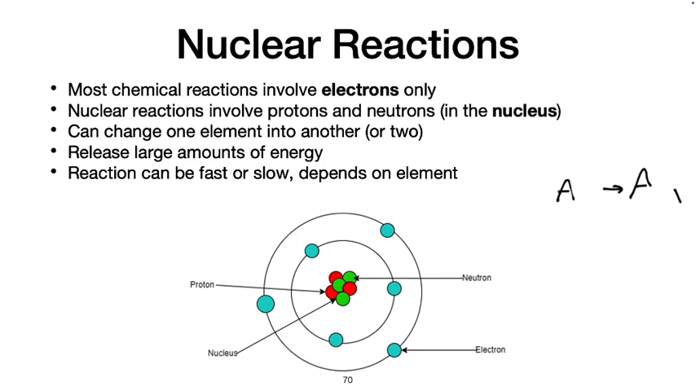So most chemical reactions that you will study have to do with how electrons move, are shared, or transferred from one place to another. Nuclear reactions are entirely different because it has to do with the nucleus. That's why I call it nuclear reaction. Well, what's in the nucleus? Protons and neutrons. Electrons are irrelevant now. All we care about is what's happening in that nucleus.